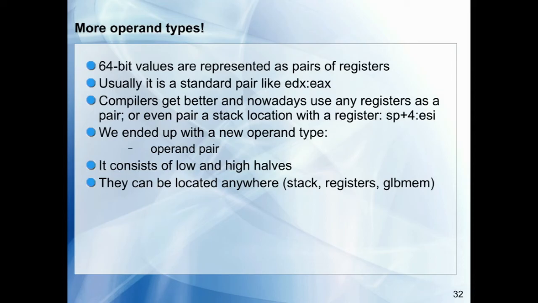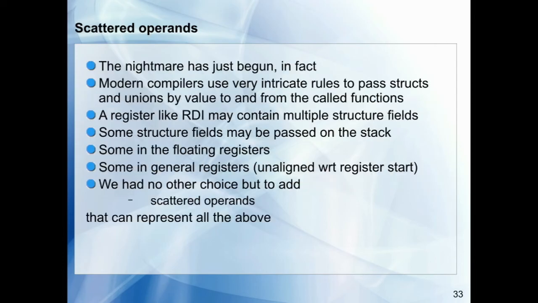Since compilers do this kind of nasty things to us, we had to introduce a new operand type for it, called operand pair. It consists of two halves, low and high part, and these halves can be located anywhere: stack, registers, or global memory. Well, in fact, this is not enough, since we want to represent real-world programs, so we have to represent the real things that are used by compilers.